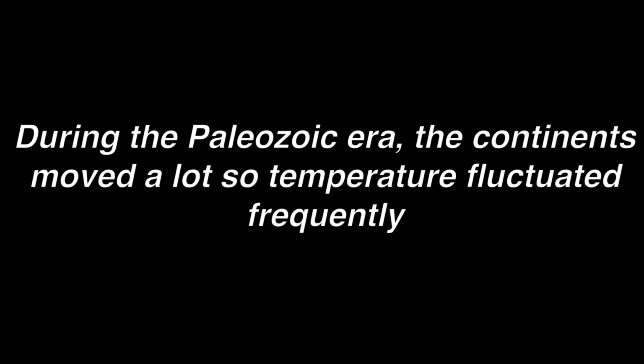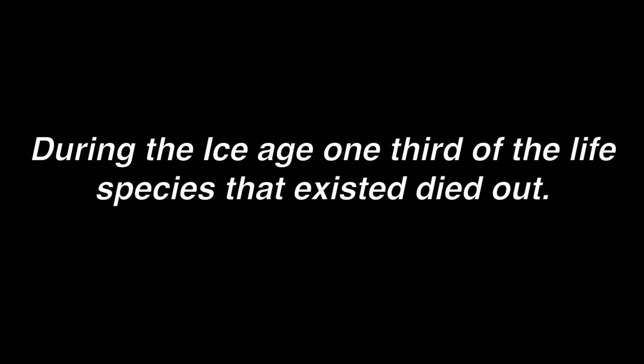During the Paleozoic era, the continents moved a lot, so temperature fluctuated frequently. It was changing so frequently that the Ice Age eventually happened. During the Ice Age, 1/3 of the life species that existed died out.